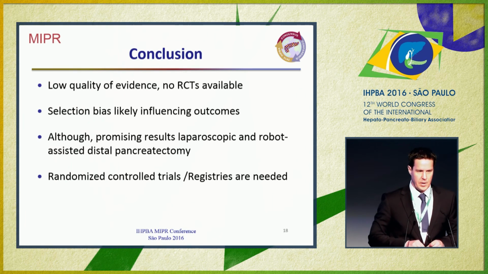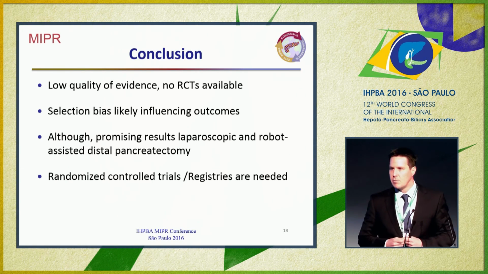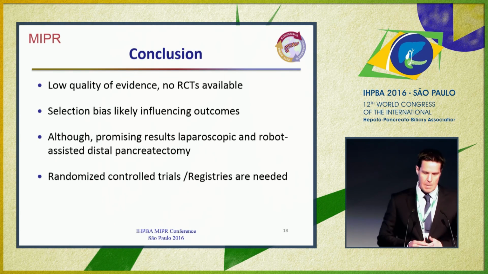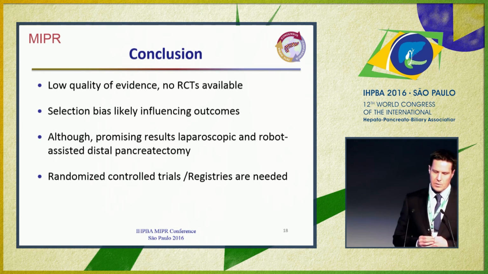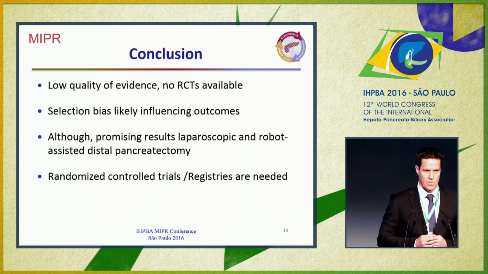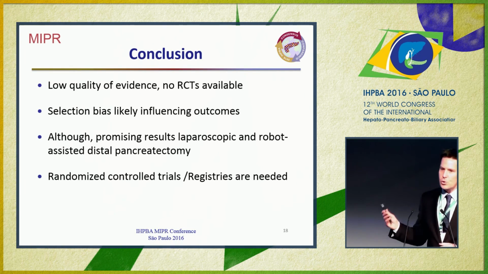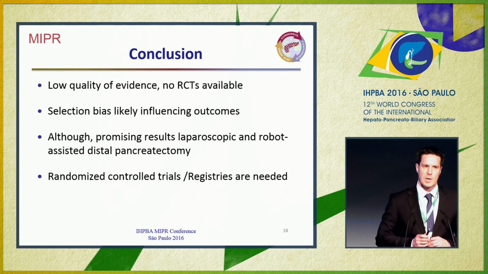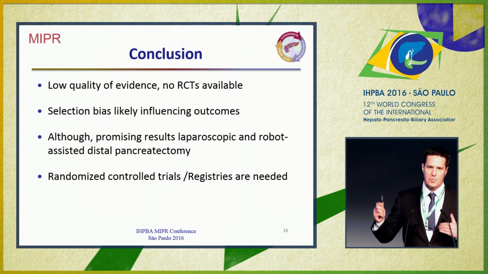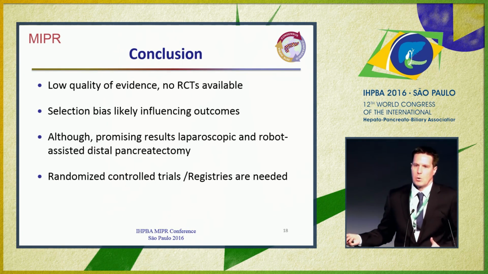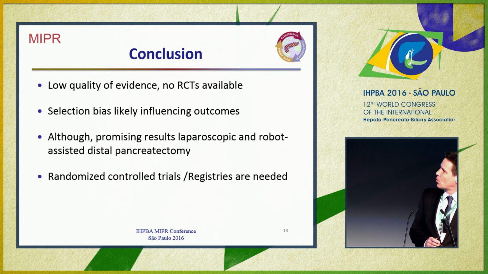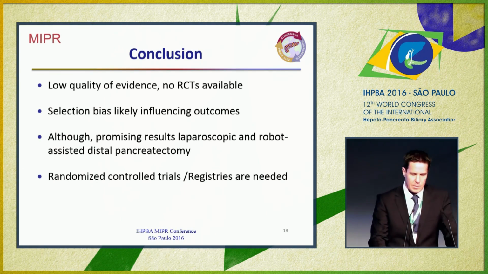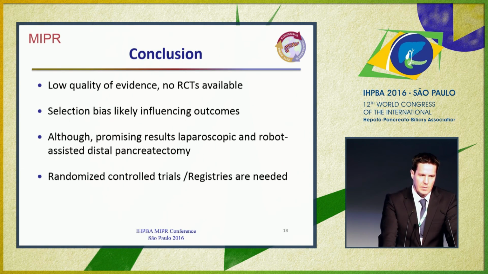lot of evidence out there for the comparison of minimally invasive approaches versus open distal pancreatectomy, but generally the quality of these studies is very low and there's no RCT available. So we have to conclude that these shown outcome parameters are most likely to be influenced by selection bias, and this is not a problem of these studies itself. It's a common problem of non-randomized trials.